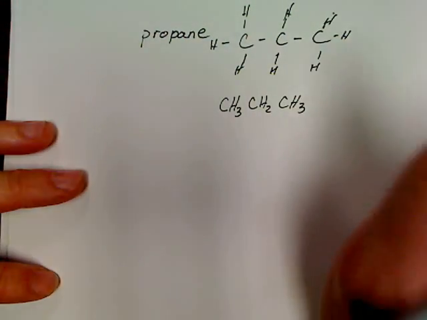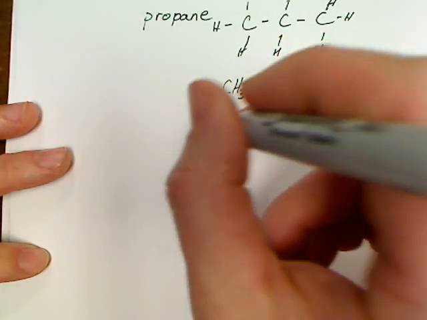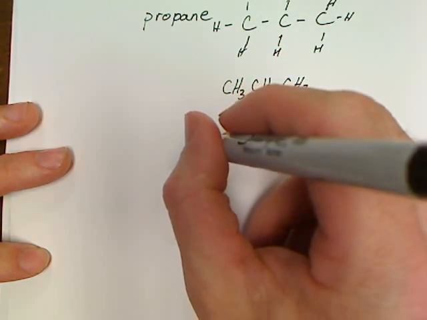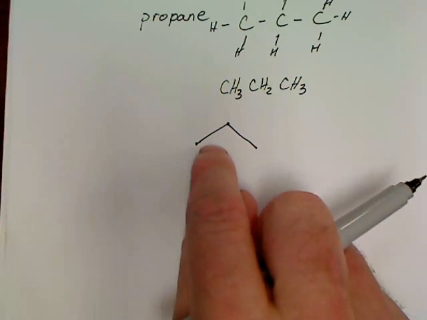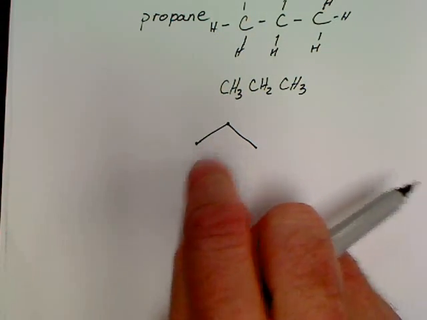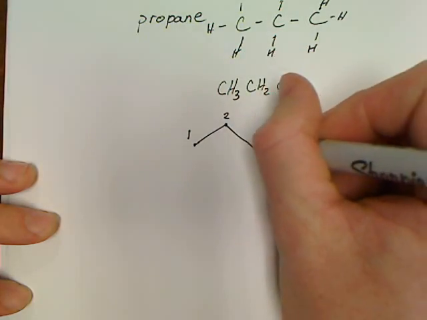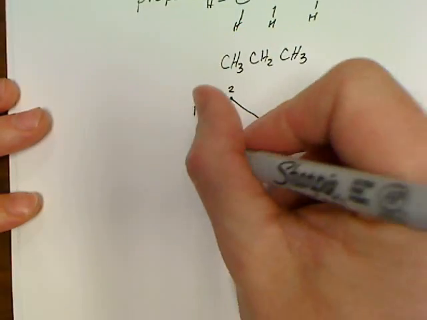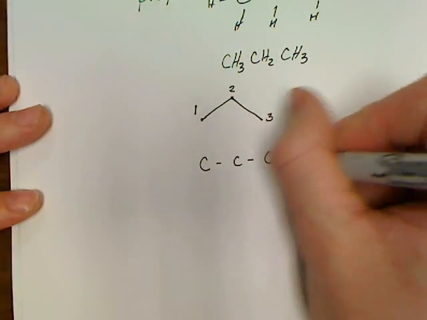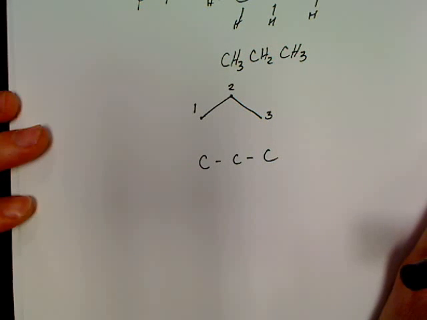Here is one thing you haven't seen yet, though. It's this. Are you ready? 1, 2, 3. Done. That is the skeleton of propane. You've still got the same 1, 2, 3. That's its skeleton. So that's the same as me writing C-C-C. Those two things mean the same thing as each other, and I do it a lot.